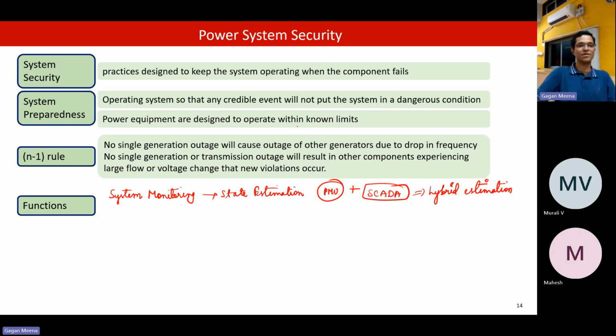This is system monitoring, and then the next was contingency analysis. And the last one is security constrained optimal power flow.